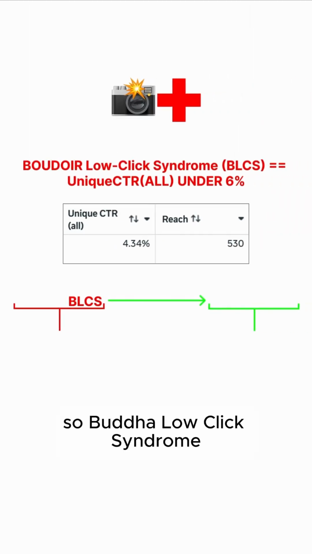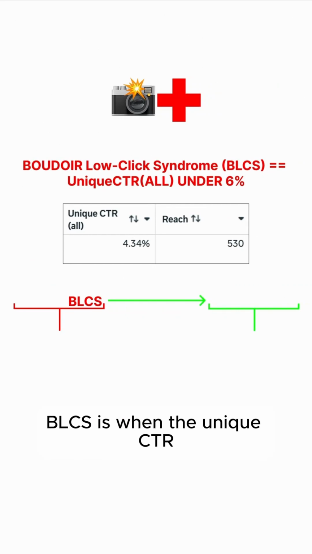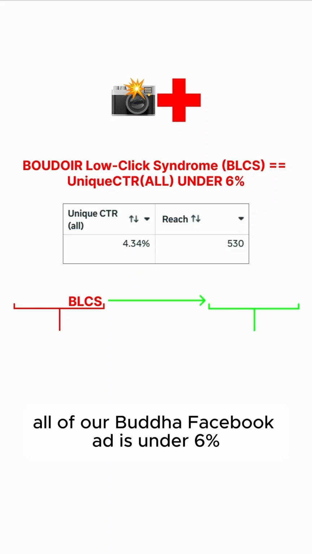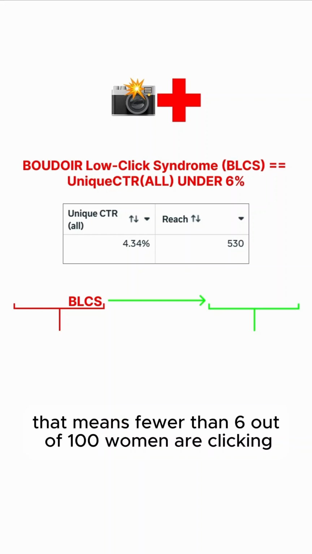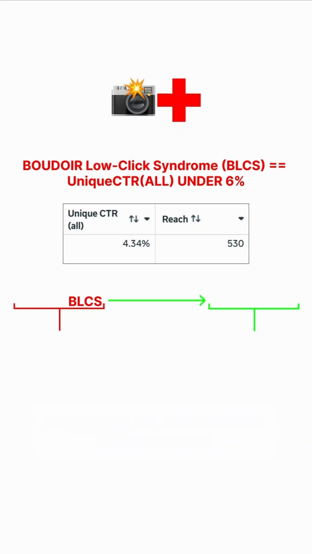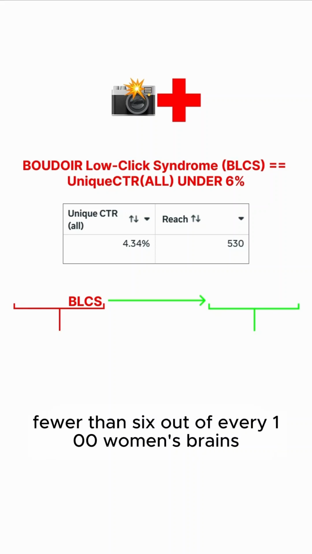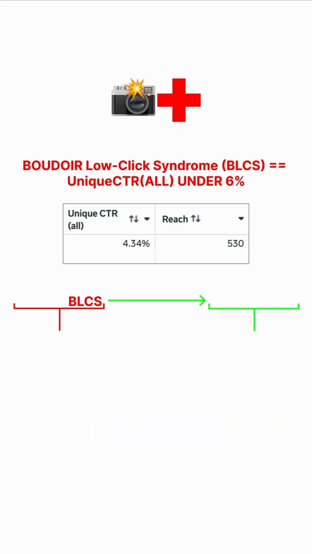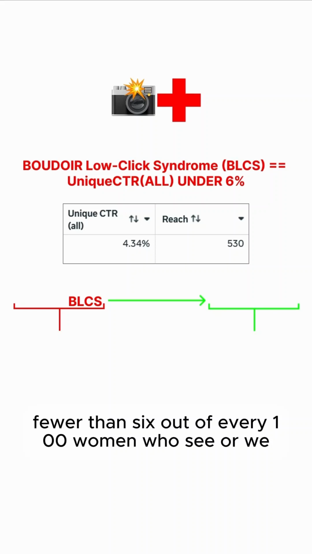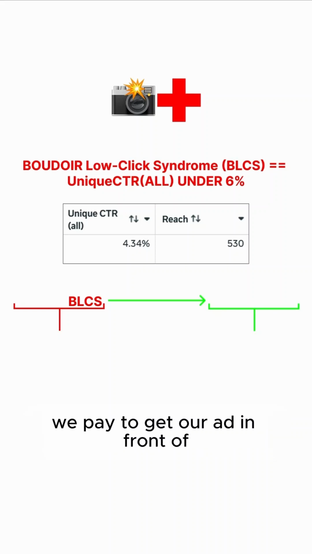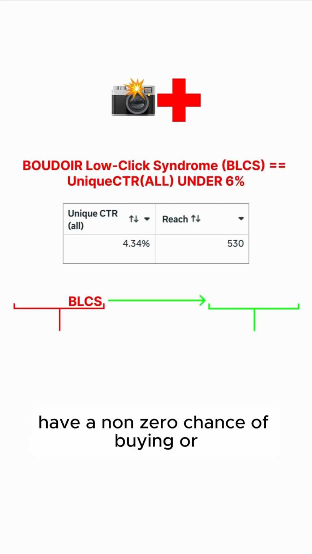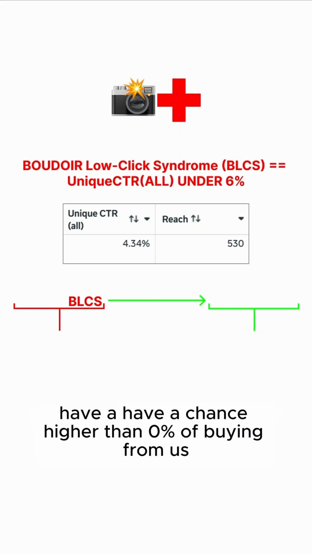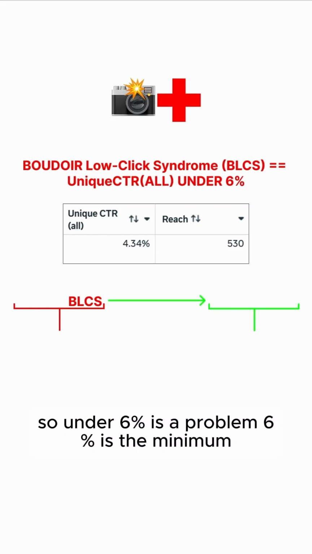Boudoir low click syndrome, BLCS, is when the unique CTR all of our Boudoir Facebook ad is under 6%. That means fewer than 6 out of 100 women are clicking anywhere on our ad, which means our ad is entering fewer than 6 out of every 100 women's brains, which means fewer than 6 out of every 100 women who see our ad, or who we pay to get our ad in front of, have a chance higher than 0% of buying from us. So under 6% is a problem.